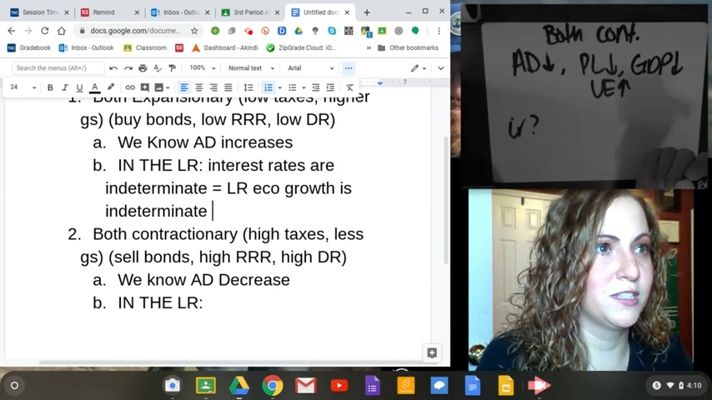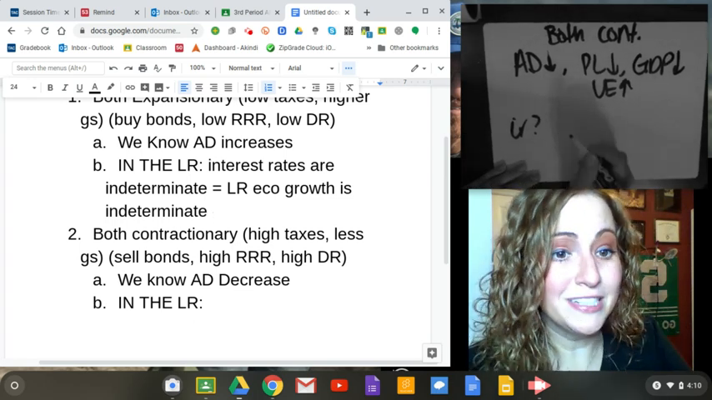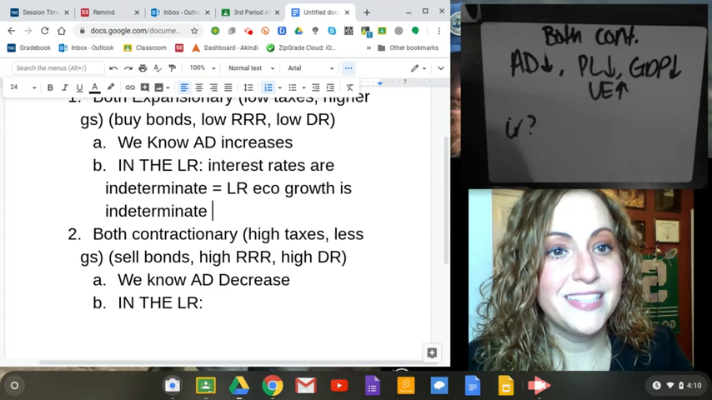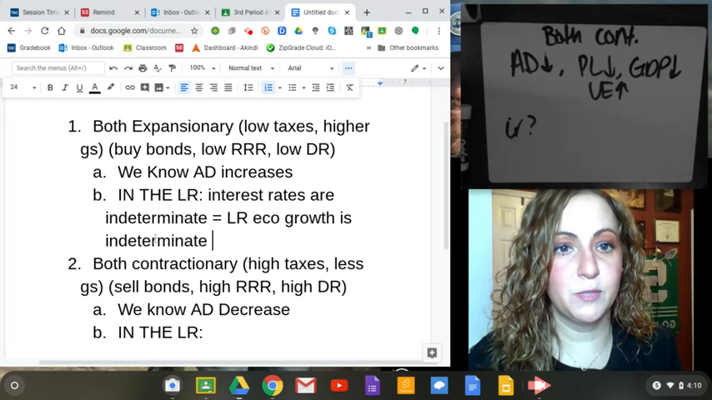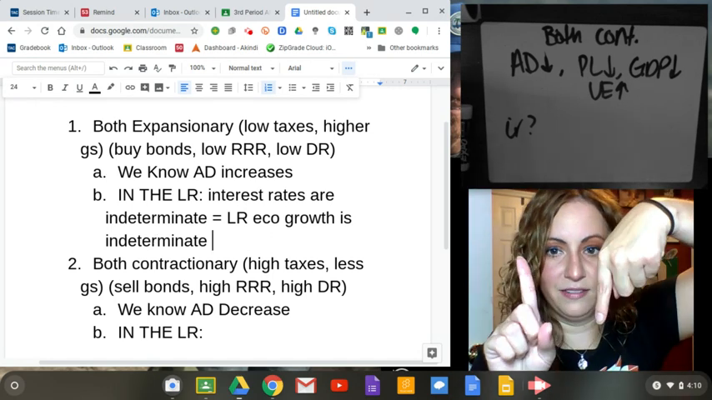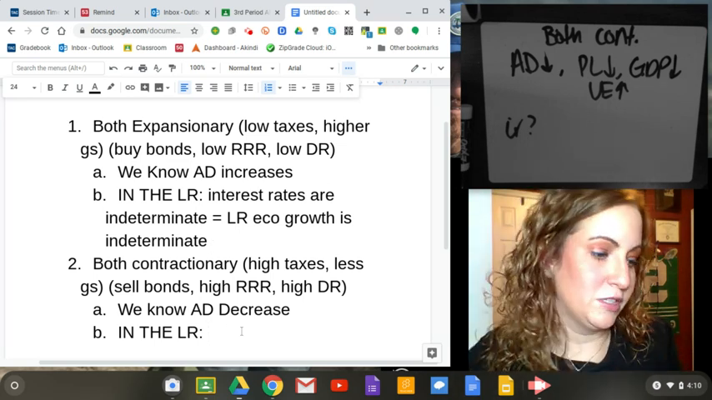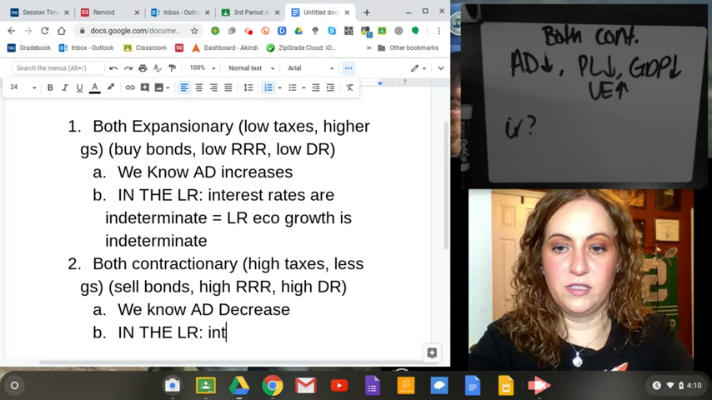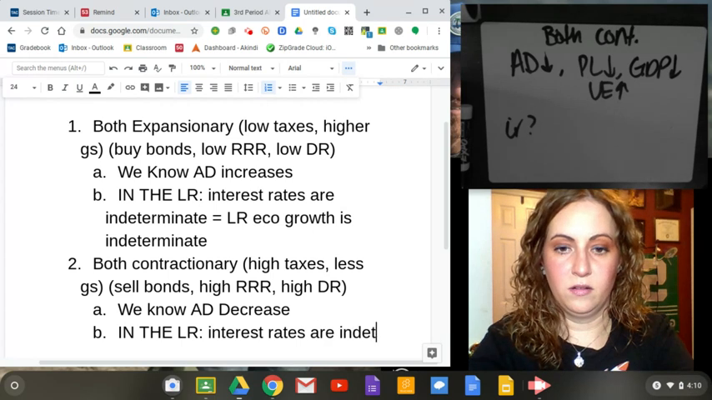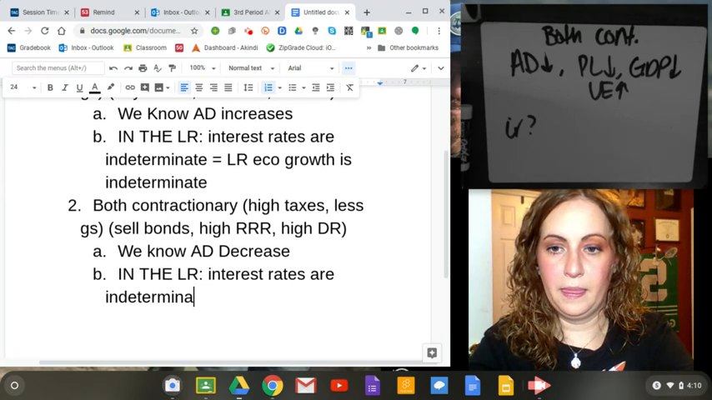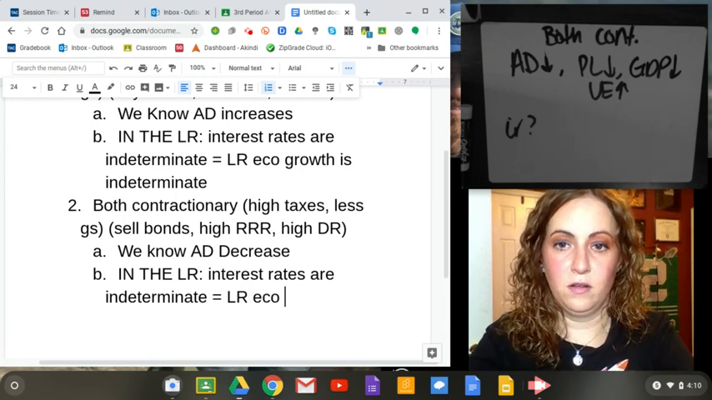So if fiscal policy makes interest rates go down here and monetary policy makes interest rates go up, interest rates are indeterminate once again because the exact opposite is true from both expansionary. Expansionary, they were like this, now they're like that. They still have no idea what's happening, but the interest rates are going in opposite directions. So in the long run, interest rates are indeterminate. And long run growth, which is based off those interest rates, also indeterminate.